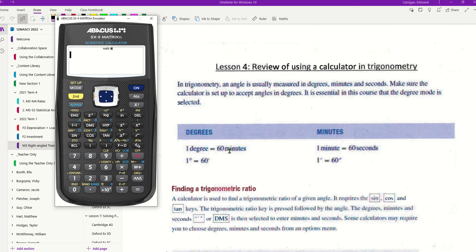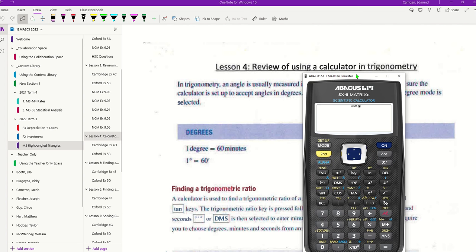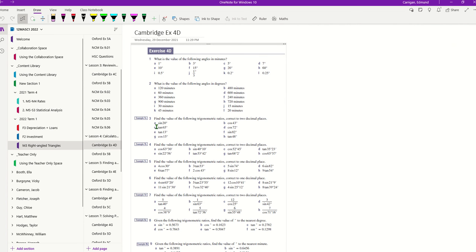Okay, so just to review, 1 degree equals 60 minutes. Degree is that little circle, minutes is 1 stroke, with 60 seconds in a minute, and seconds are 2 strokes. If we look in here under Cambridge, they've got a heap of examples to get the value of the following degrees in minutes. If you're going to convert them, you just put whatever degrees you've got in there and multiply by 60 to get it in minutes. If you're going the other way, whatever minutes you've got, you divide the number by 60 and put your answer down as a degree.